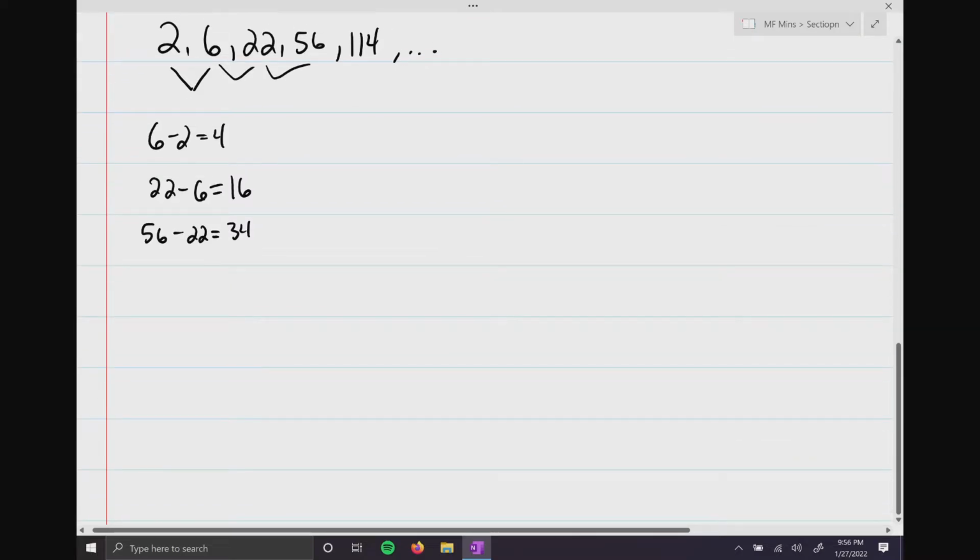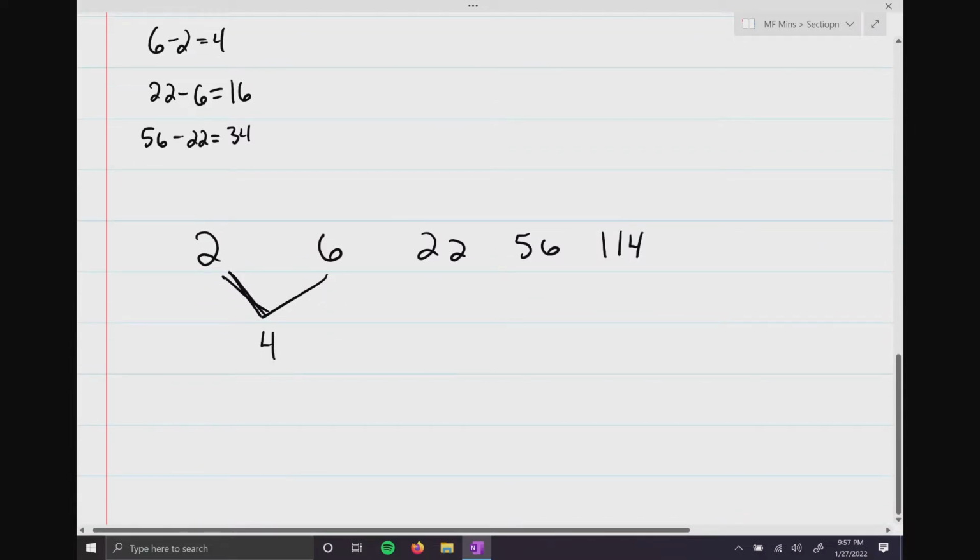However, let me write this out real fast. In fact, I'm going to give myself some space. Watch what happens here, okay? So I subtract these 2 numbers right here. 6 minus 2, we know that's 4. 22 minus 6, we know that's 16. 56 minus 22, we know that's going to be 34. And then 114 minus 56 is going to be 58.